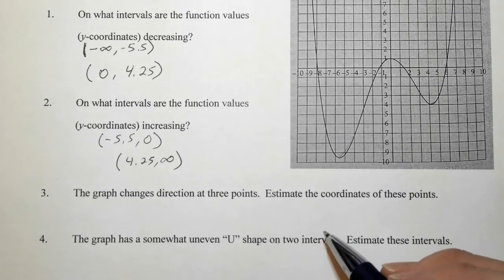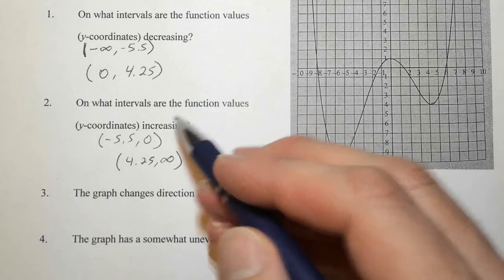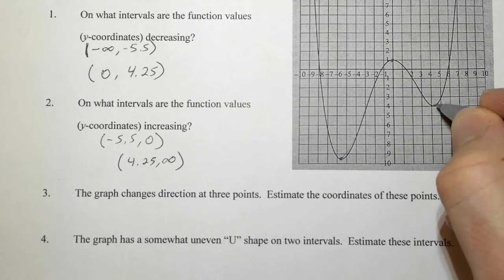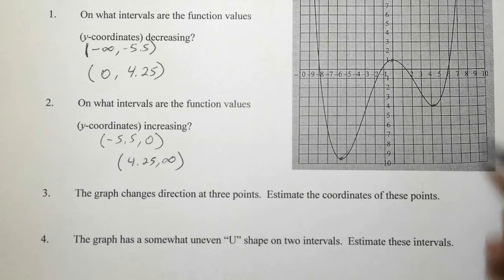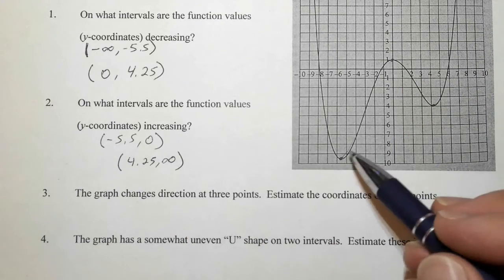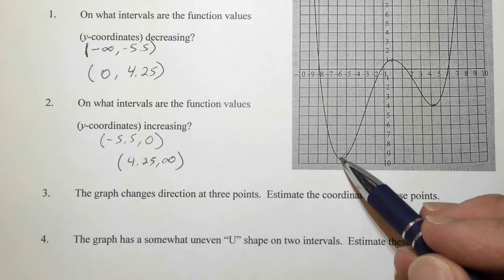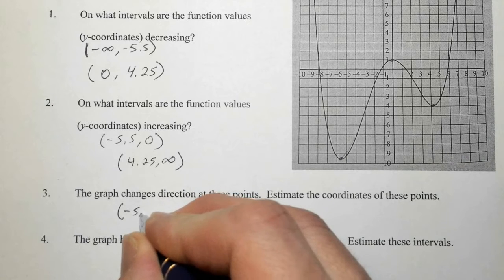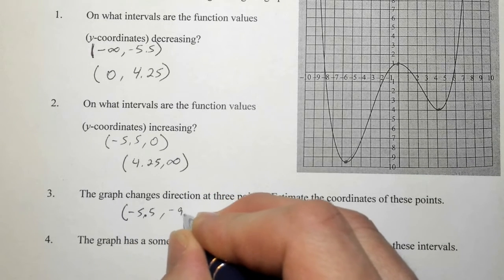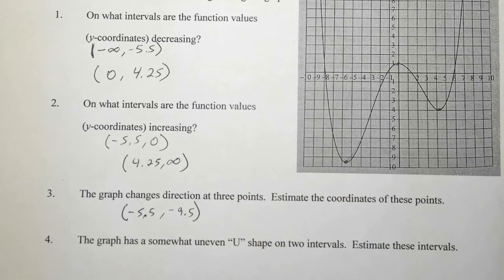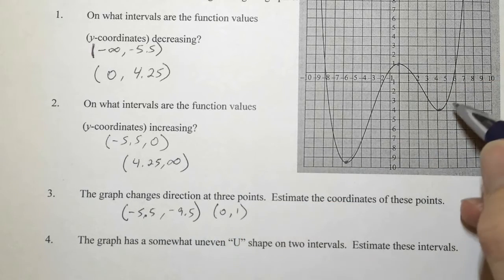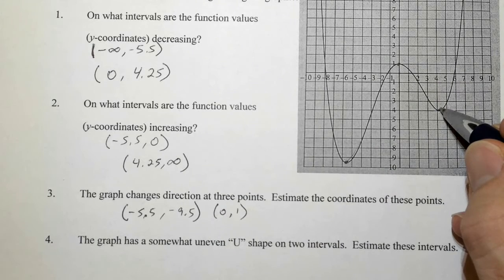All right, so changing direction means changing from decreasing to increasing or vice versa. So there's one point right there. There's another point right there. And the third point right there. So we already know the x coordinates. We used them in the previous problems. So we have -5.5, say -9.5. And then we have over 0 up 1. And finally over 4.25 and down 4.